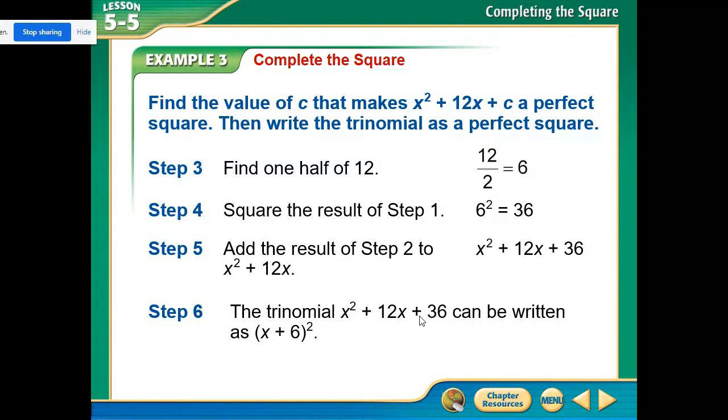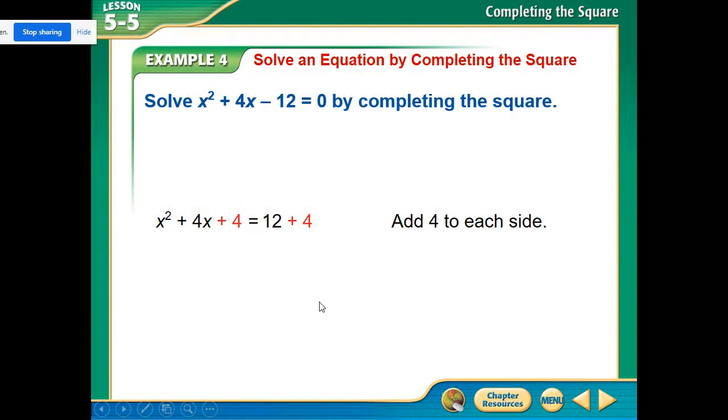Okay? All right, let me go through a whole example from start to finish. Here's our original equation: x squared plus 4x minus 12 equals 0.